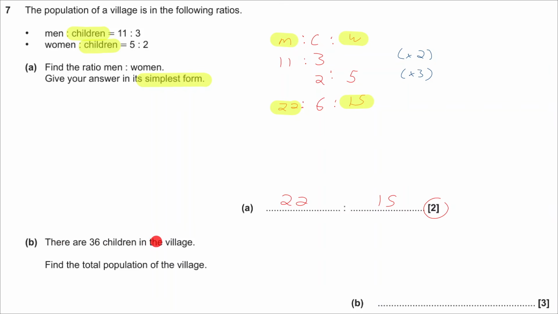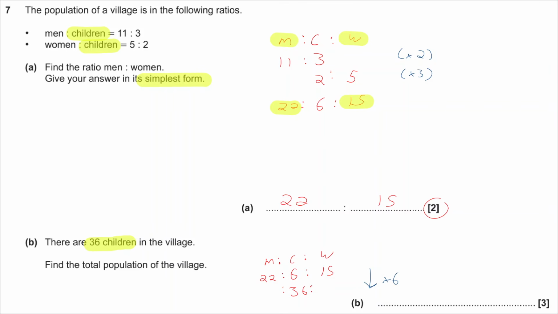Part B is this. There are 36 children in the village. Find the total population of the village. So a bit of upscaling here. We know that the ratio of men to children to women from the first part is 22 to 6 to 15, and it tells you that there are 36 children. So we can put 36 under the children part, and then we can upscale here. To get from 6 to 36, you are multiplying up by 6. You're timesing through by 6.